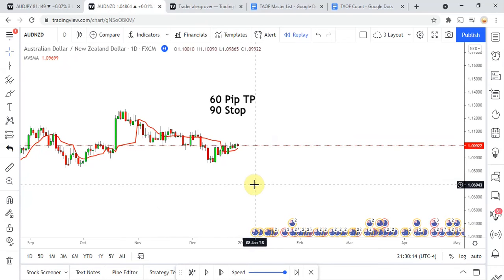Welcome back, viewers. Today we will be testing the minimum variance SMA indicator.